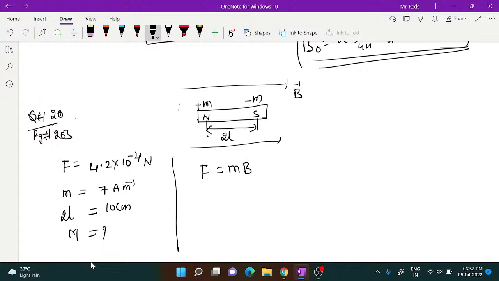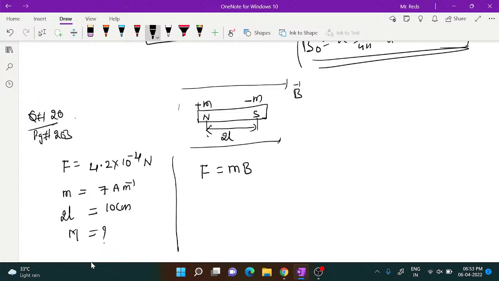But here, pole strength is given, but magnetic field is not given, right? The uniform magnetic field is not given. So how can you consider this uniform magnetic field? Because here force is also given. This is also given. And you are asked to find magnetic moment.